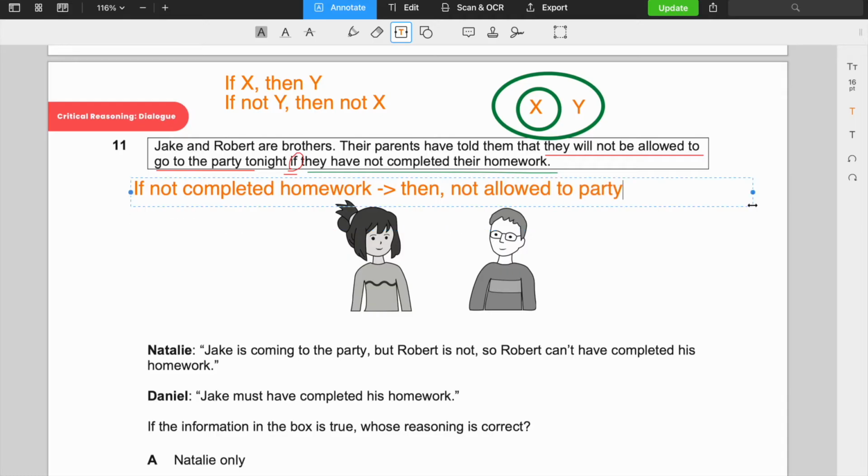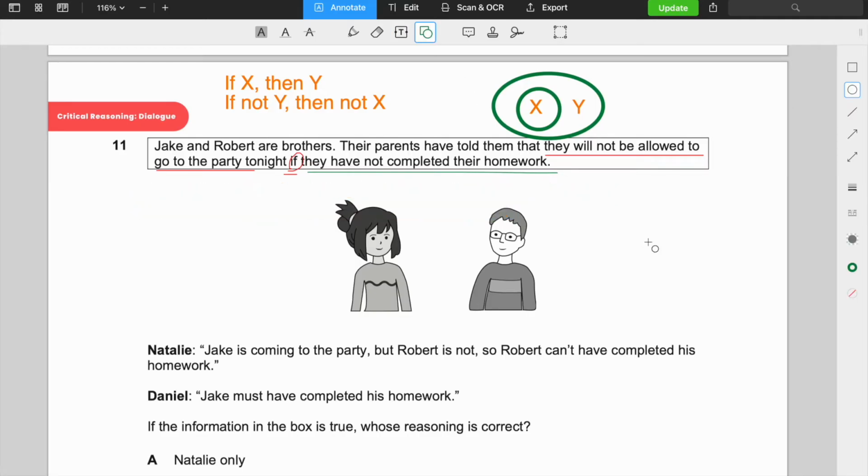So you can also work out the contrapositive, which is when you reverse and negate. So you want to write it backwards and then do the opposite. So if allowed to party, then they have completed homework. Okay, so that's the contrapositive. We just did a switcheroo between the two groups and then negated each. Okay, so this is what we have. This is just a more simplified version of what's going on.